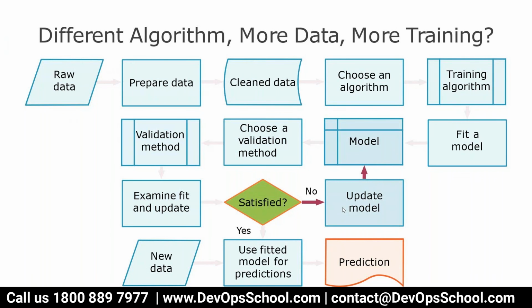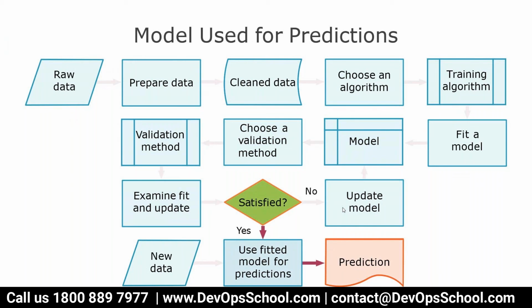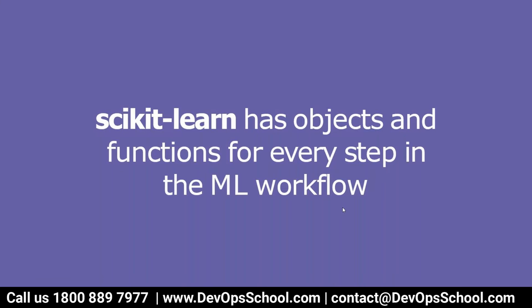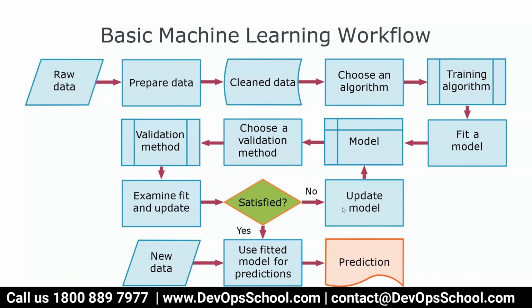If not satisfied, again change the model. If you're satisfied, keep adding more data and keep predicting. And that is how it is done. So these are the basic machine learning workflow. Now, Scikit-Learn has objects and functions for every step in the ML workflow. So whatever we see here, you have a function, tools, algorithm and model for every stage actually.